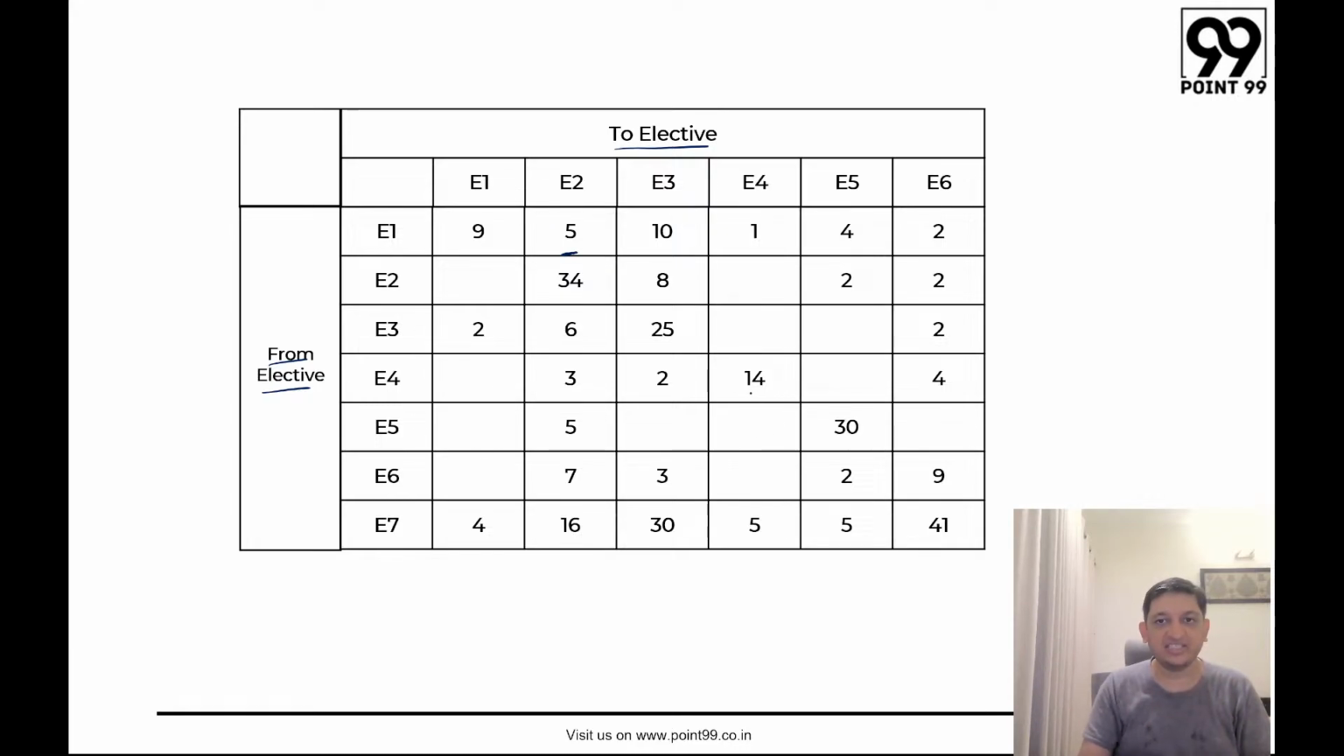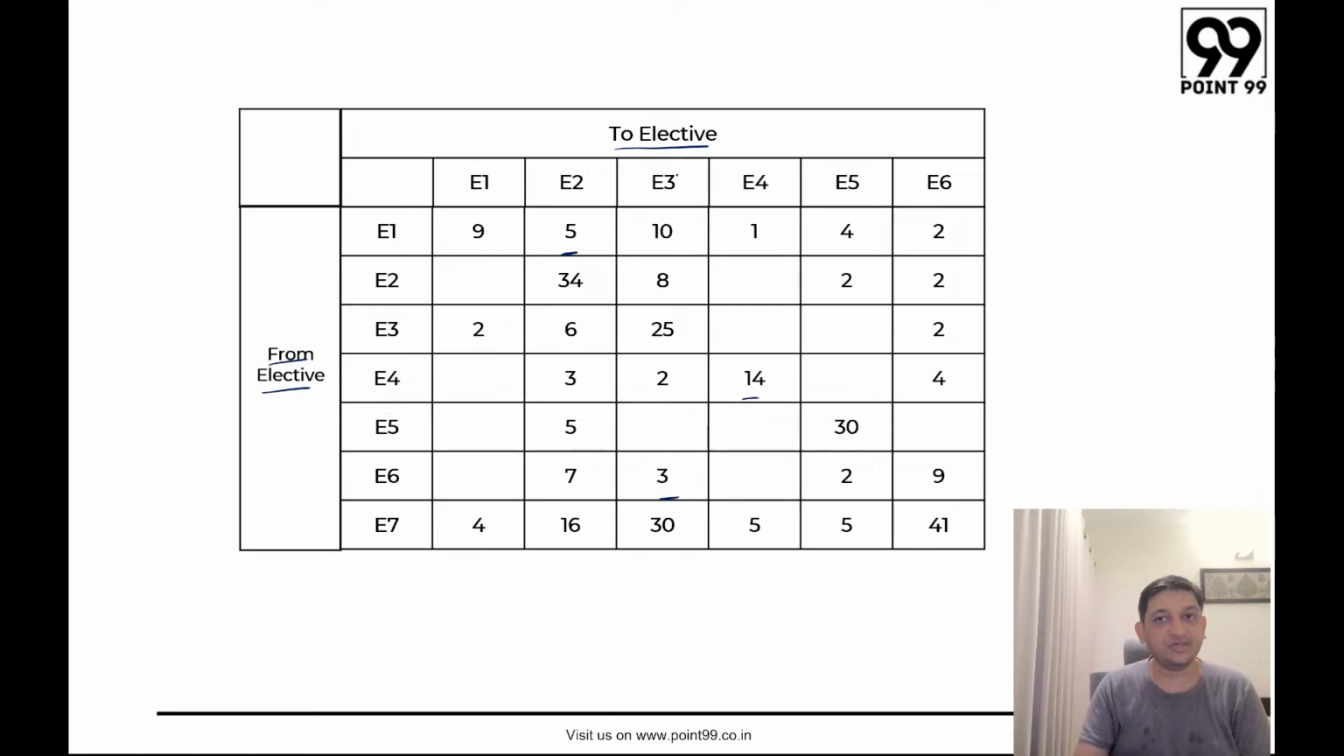Similarly, if I look at, let's say, this 14, let's take this 14. What does this 14 mean? From E4, 14 people went to E4, meaning that they stayed with E4. They did not go anywhere else, right? So that is basically the point. Similarly, from E6 to E3 there were 3 people who left, and so on.